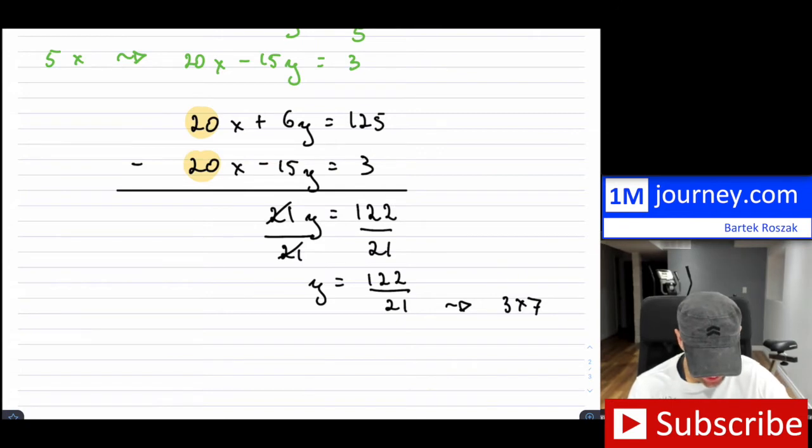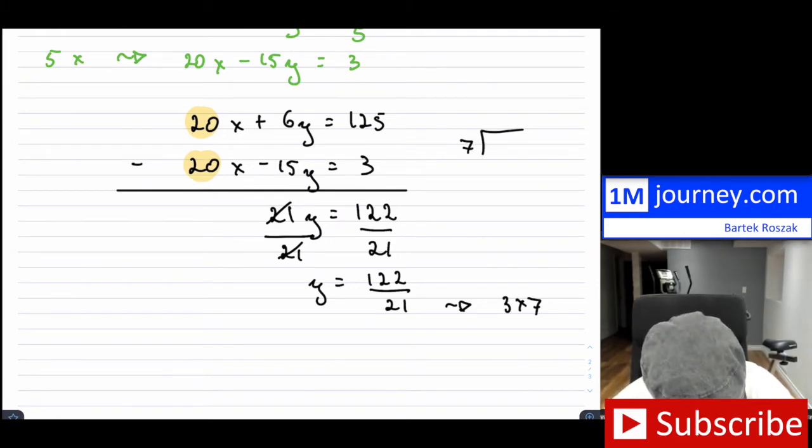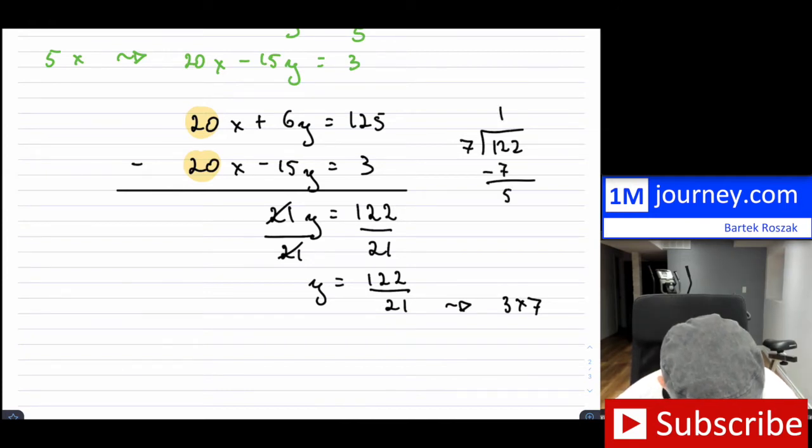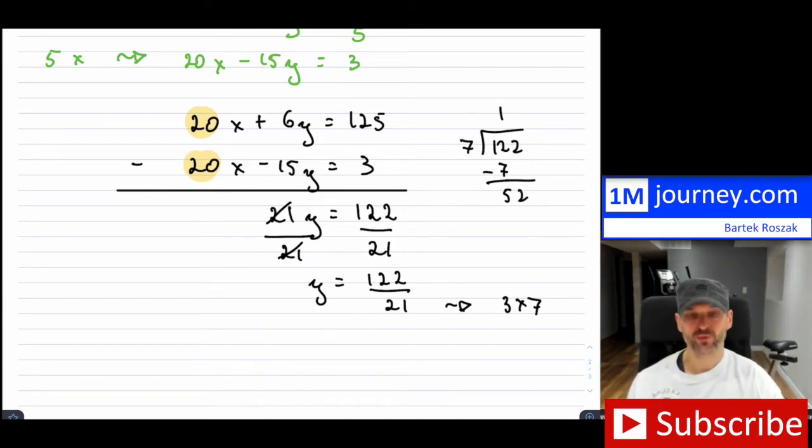So does 3 go into 122? Well, it's going to be 5, so no. And then does 7 go into 122? I don't believe so. So let's take a look if we can actually reduce this any. 7 into 12, so that's once. And then that's going to be 52. Yeah, so it doesn't go. So we'll leave it as that particular fraction.